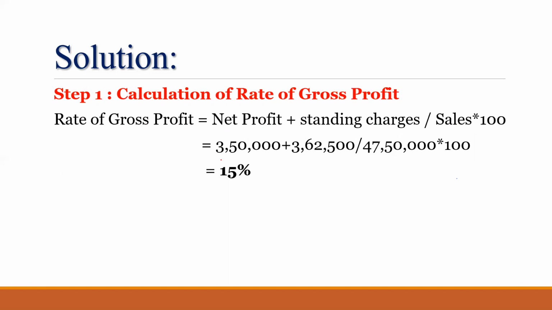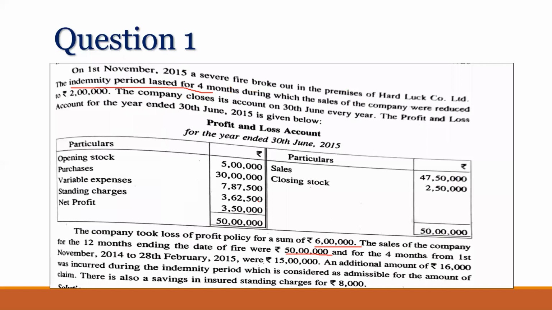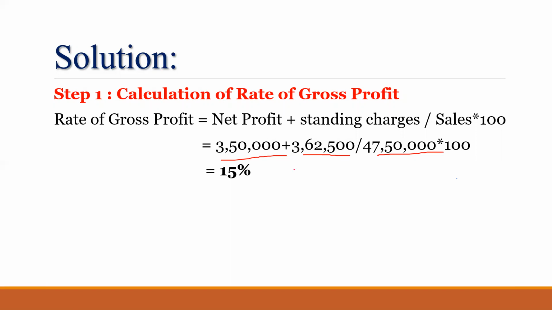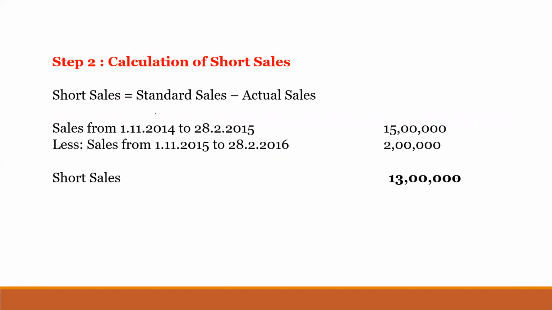So the value of net profit is already given in the question. The value of standing charges is also already given in the question. The value of sales is also already given in the question. So see here sales we have 47,50,000. So when we calculate the rate of gross profit, we'll get the answer as 15%. Okay, so that's the first step. Second step is the calculation of short sales.